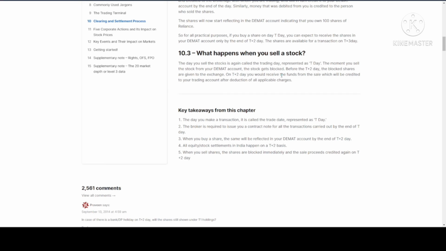What happens when you sell stock? The day you sell the stock is again called trading day. On T plus 2 day, you will receive the funds from the shares, which will be credited to your trading account after deduction of applicable charges.